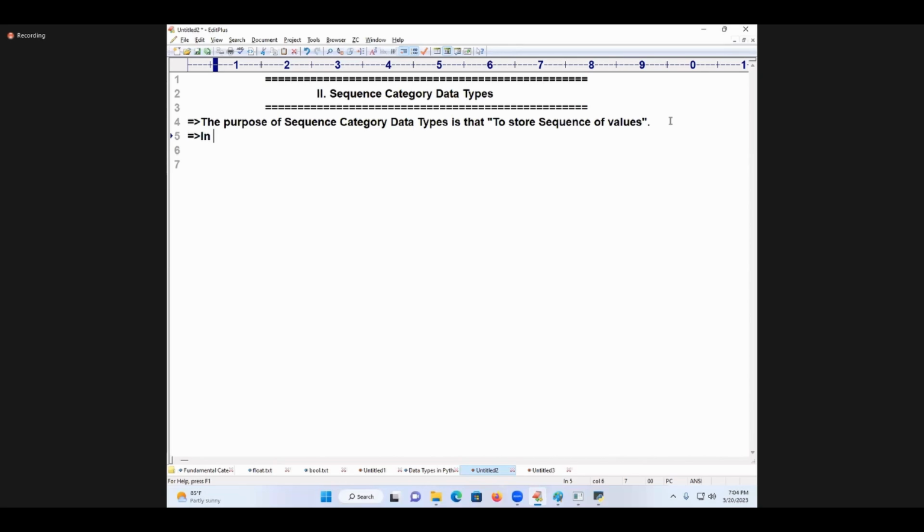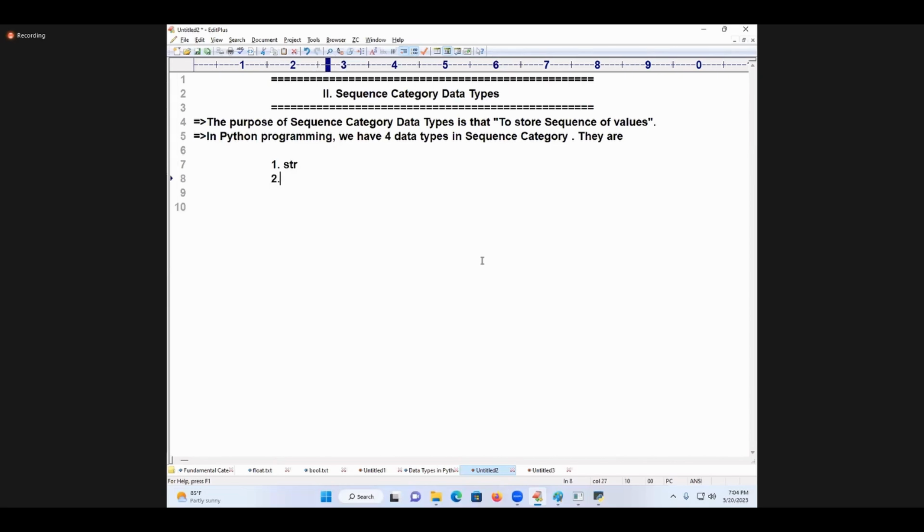So in Python programming, how many sequence data types do we have? 4 data types in the sequence category. They are number 1, I am going to write it: STR. Second one is bytes. Third one is byte array. Next, 4th is range.